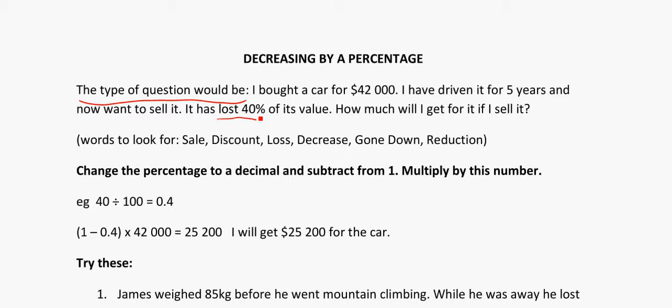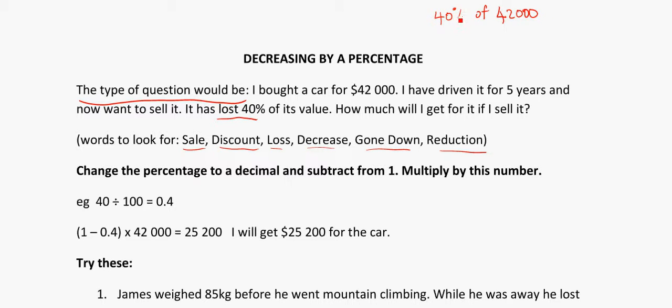So the keywords to look for when you're doing this type of question are sale, discount, loss, decrease, gone down, reduction. And then you know it's going to be a decrease question. Now in year 9 we would do this question, we would find 40% of 42,000 and then we would take it off.